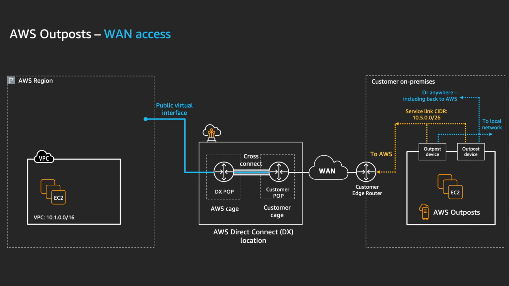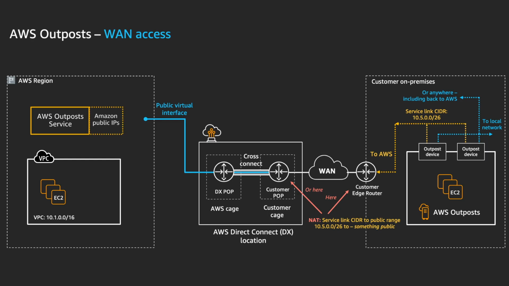So in this case, for connectivity of the outpost back to the region, we need public connectivity. So we're going to build a public virtual interface. And with any public network, and with the service link range being a 10.5, which is actually a private RFC 1918 range, we need to NAT to something public. So we might be doing some network address translation here at the customer edge router, or in a lot of cases with a public virtual interface, we'll NAT at the edge at the customer point of presence. So in this case, we're actually NATing the 10.5.0.0/26 to something public.